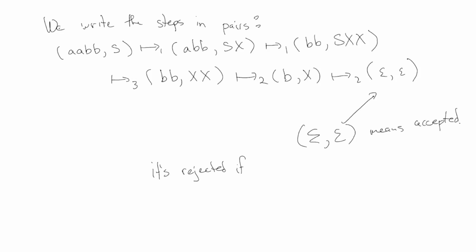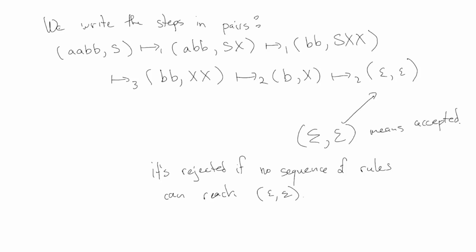And in that case, also, you say the string is not accepted. So epsilon, comma, epsilon means accepting, and I will say it's rejected if no sequence of rules can reach epsilon, comma, epsilon. Then the string is rejected. This is how we do it.